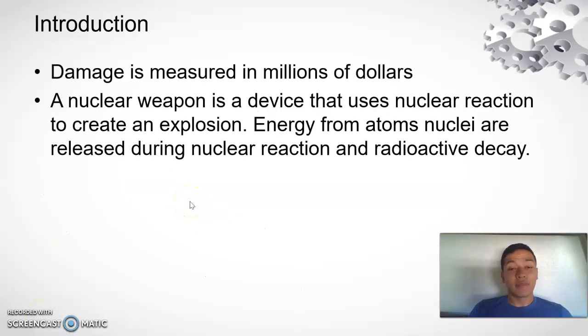The damage of a nuclear weapon is measured in millions of dollars, but specifically, it is important to remember that millions of lives would be lost if it were to impact a major city. A nuclear weapon is a device that uses nuclear reaction to create an explosion. Energy from atoms' nuclei is released during nuclear reaction and radioactive decay.